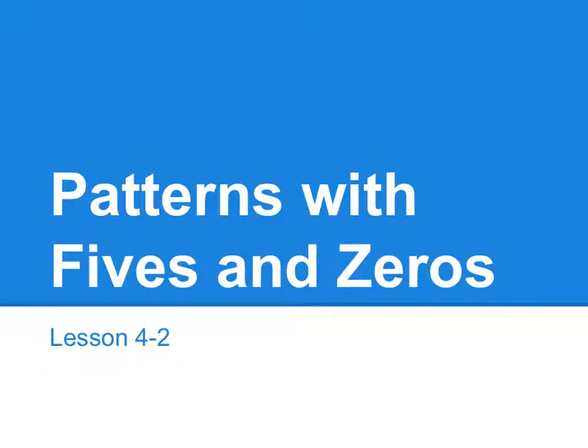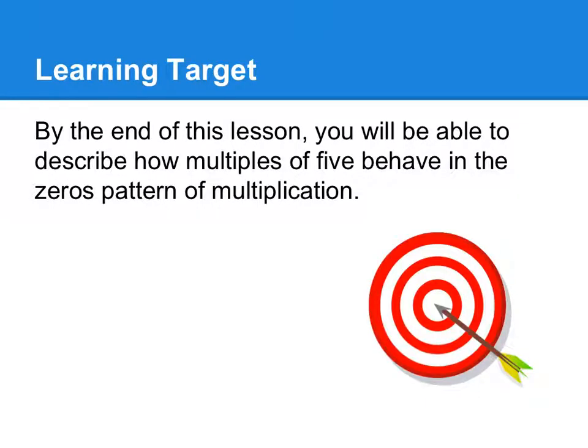This is lesson 4-2, patterns with 5s and 0. By the end of this lesson, you will be able to describe how multiples of 5 behave in the zeros pattern of multiplication.